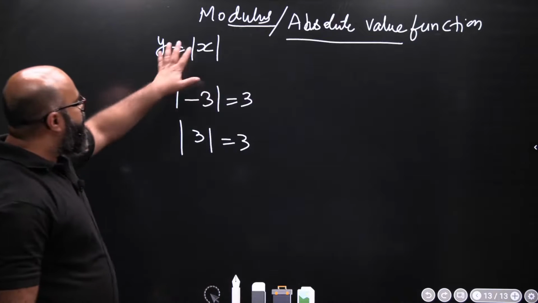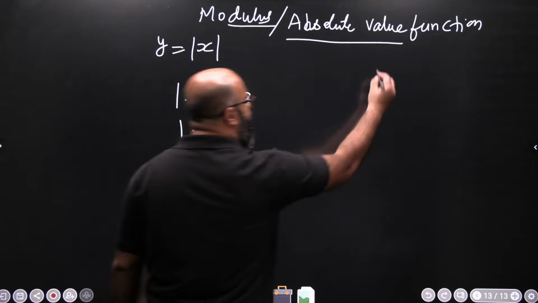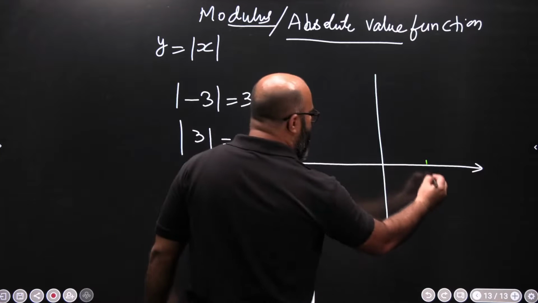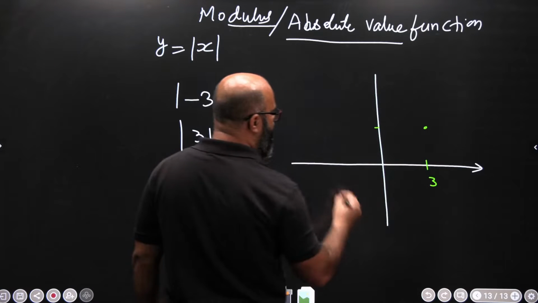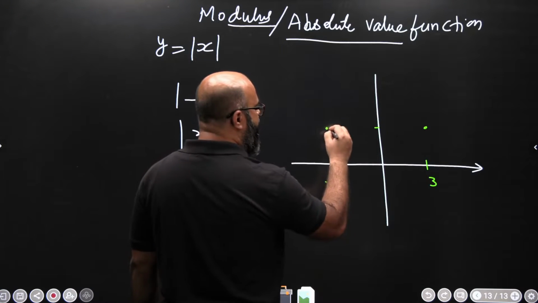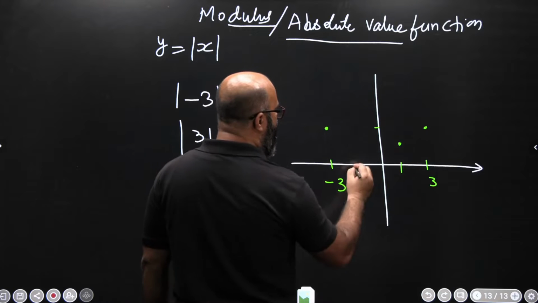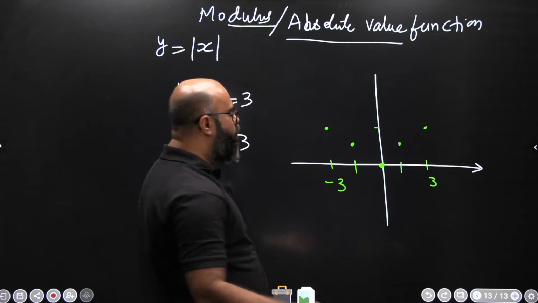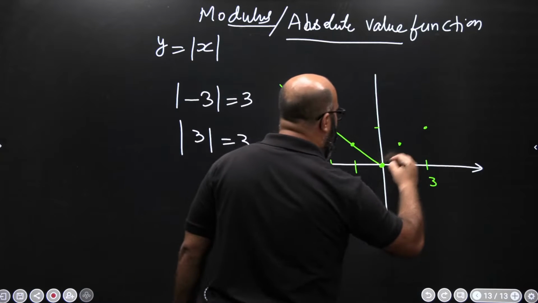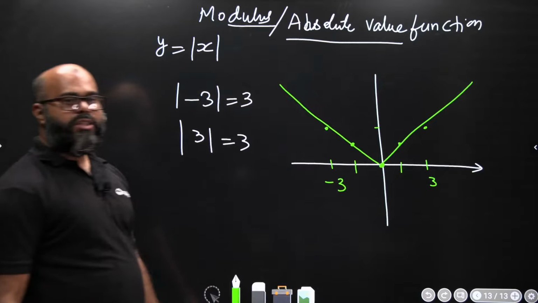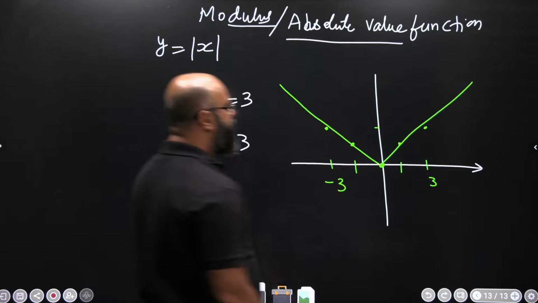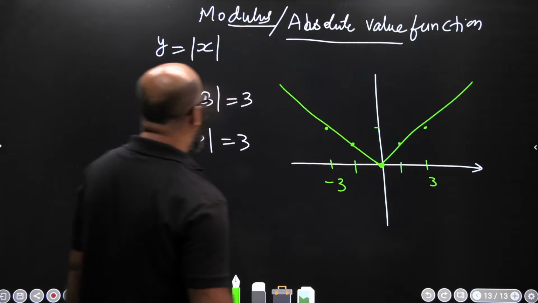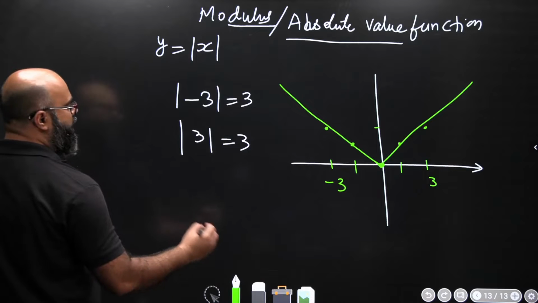So, if you take mod of x and draw its graph, what would happen? That graph would be something like this, that if you take 3, you will of course get 3, but when you take -3, what would you get? Again 3. For 2 you will get 2, for -2 also you will get 2, and for 0, 0 mod is 0. So, this is a curve which is like this, two straight lines are there. This is a V-shaped graph. These two straight lines will give you the graph of y is equal to mod of x, and they are intersecting at origin.